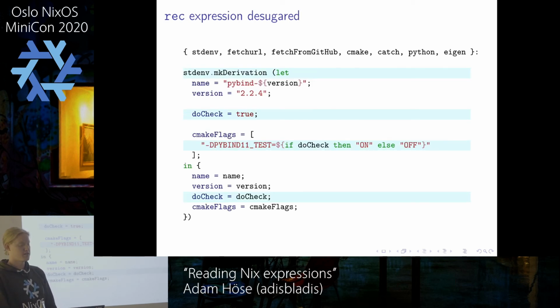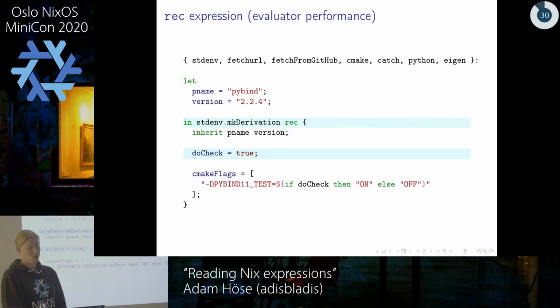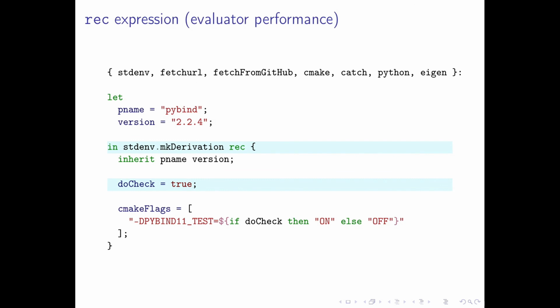So we can desugar this rec attribute set into this. This is what it actually looks like without the syntactic sugar. And we can show even more why this is a bad idea when we start reasoning about evaluator performance. It's a very common idiom to have a let block up there, and then you do your derivation stuff there. But in this case, we will actually have created a number of scopes. So we will have created 2 scopes where we only need 1.